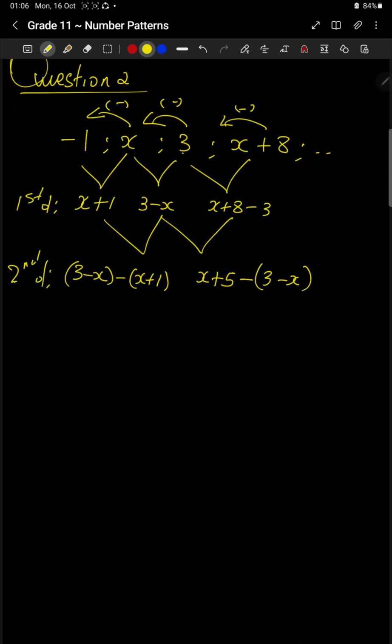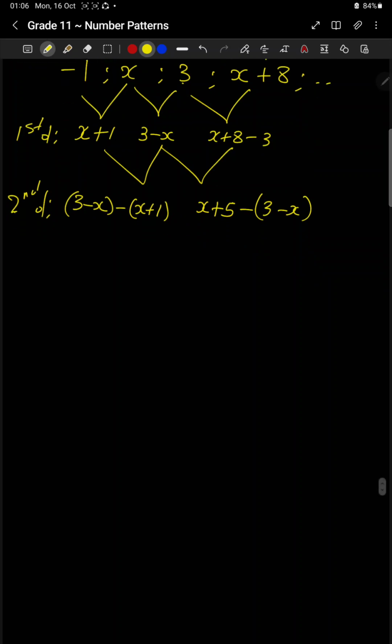So now, in order for us to find the value of x, it's easy, guys, because we know that the constant difference is the same. So I'm going to say this is equal to this one, and then we solve for x. All right, so because they are the same, it's going to be negative, which is 3 minus x, and then we open these brackets.